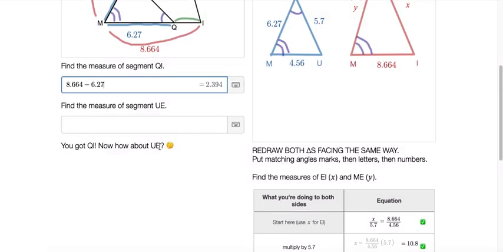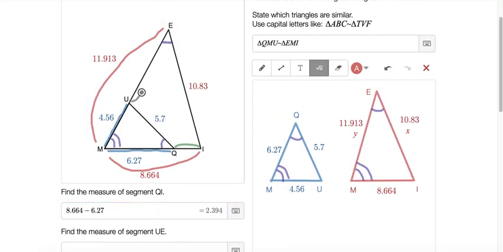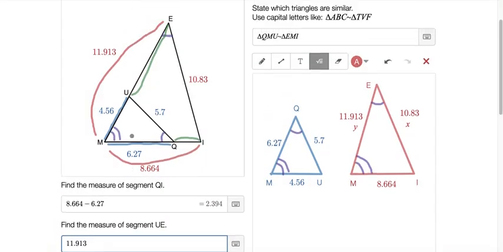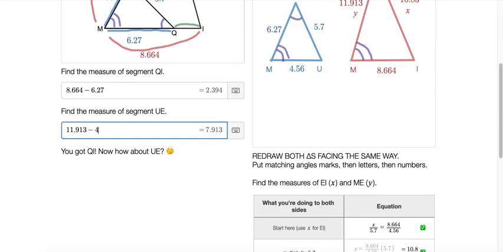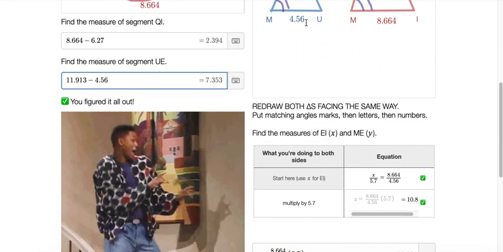We got QI. Now how about UE? UE is here. UE looks like this. It's this green part. It's a piece of the entire ME side. ME is 11.913. That's the whole thing. I want to take away this blue part so I know what the green part is. The blue part is 4.56. So I'm going to take away 4.56. That's it. We figured it all out. Do a little happy dance.